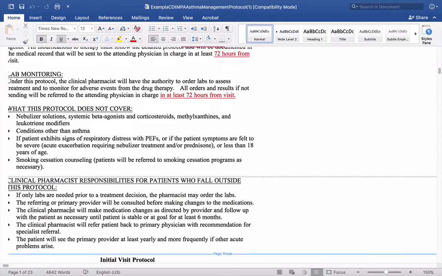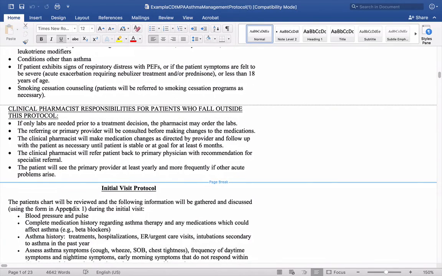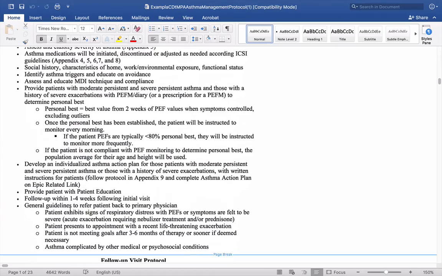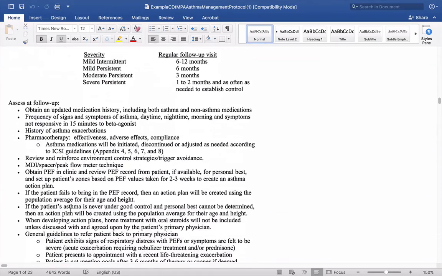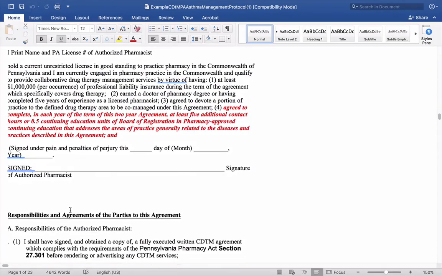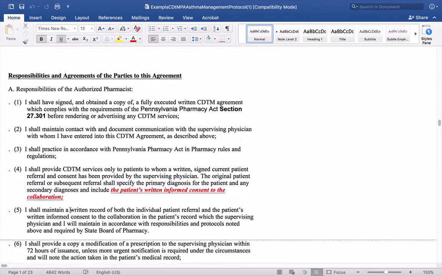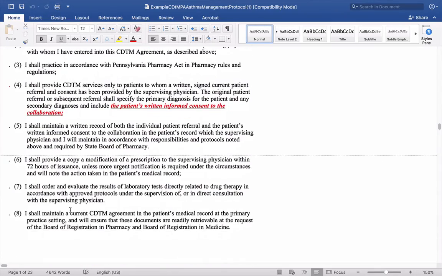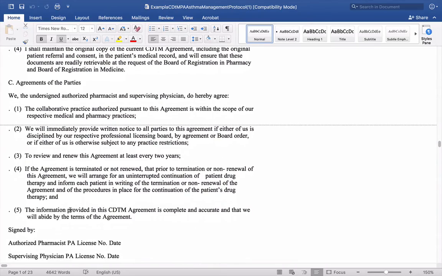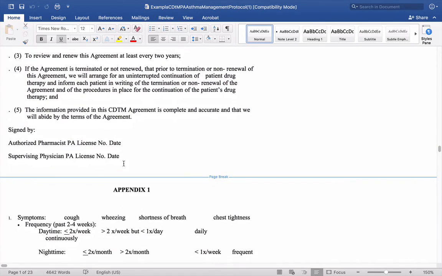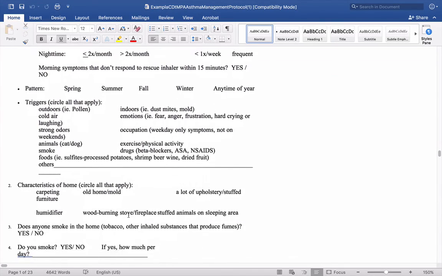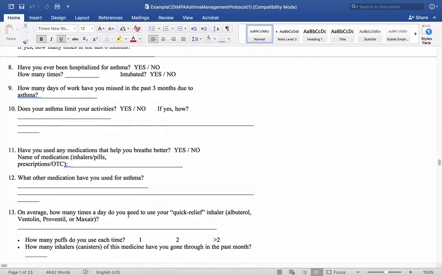What are the pharmacist responsibilities that fall outside of this protocol? And so here's an asthma one talking about what occurs at the initial visit protocol, what happens at the follow-up protocol, what the communication is, and then an area for the signature of the pharmacist and the physician. Here's a listing of the responsibilities of the pharmacist, the responsibilities of the supervising physician, and the agreement of the two parties. Notice here's the 2-year rule, and the signatures. And then you can always add appendixes. Here's an appendix of all the different assessments of asthma. A lot of these come right out of the clinical guidelines.